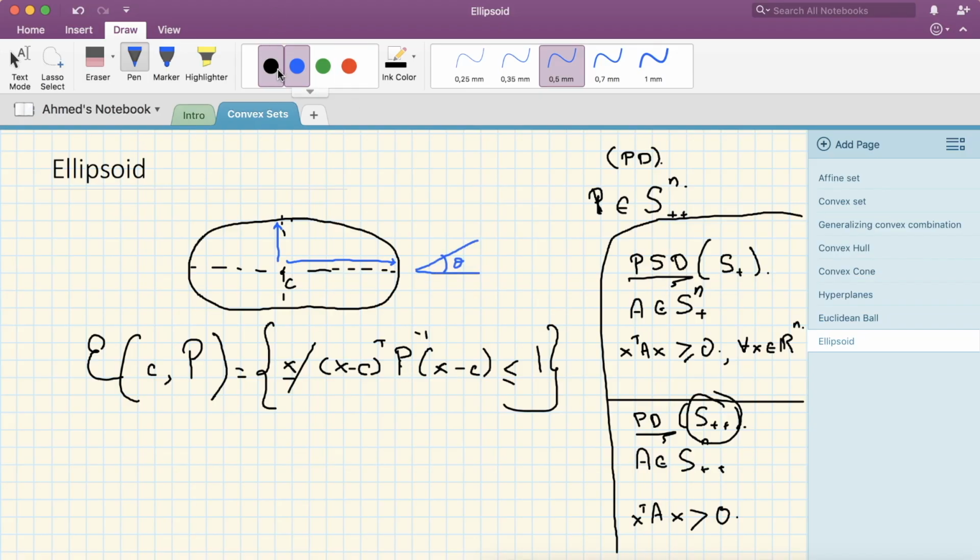And a natural question here is, yeah, we have an inverse here. What if I give you a non-invertible P? Well, you cannot do that for the class of positive definite matrices. So all positive definite matrices are ensured to be invertible. That's one of its properties.